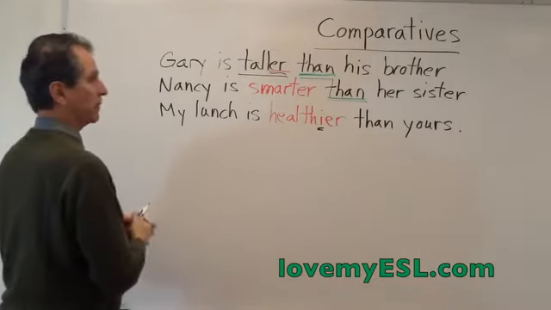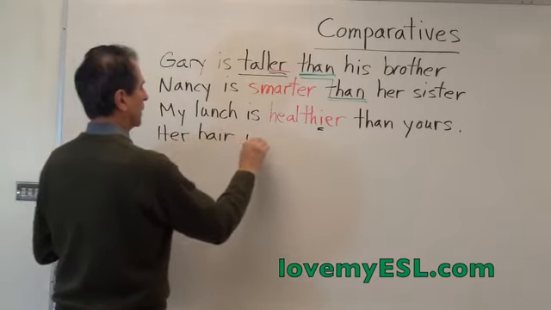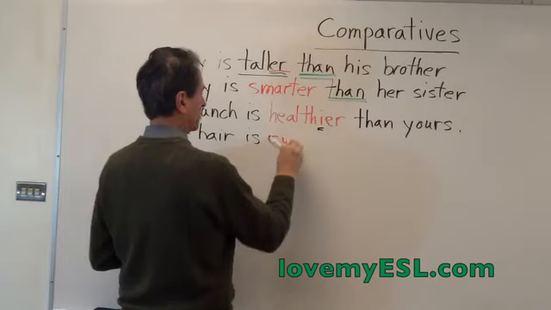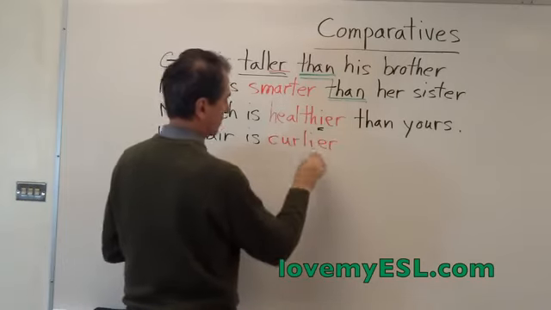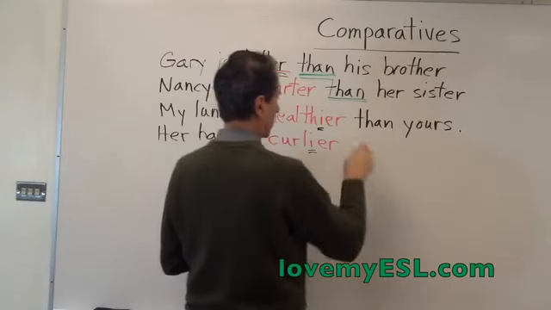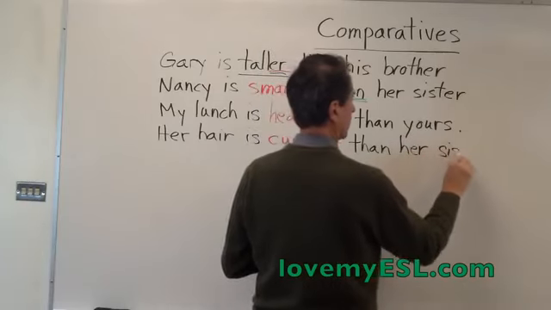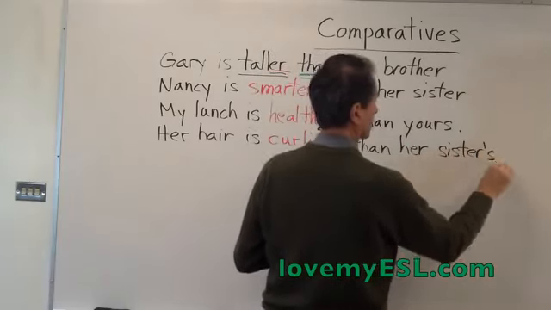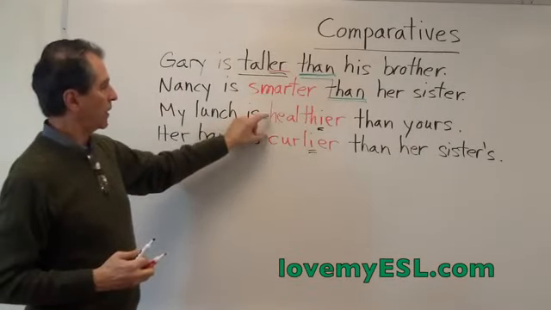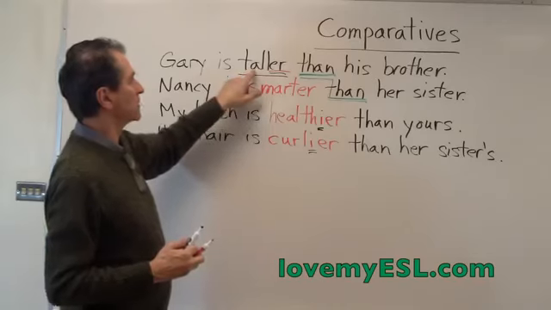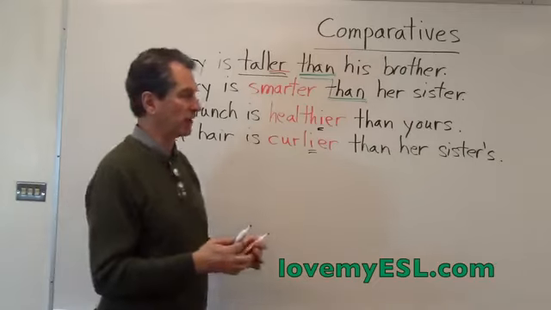Another example would be her hair is curlier, C-U-R-L-I-E-R. The Y changes to an I, and then you put the ER on the end. So make sure you change that Y to an I. Curlier than her sisters. So she's the one in the family with the curly hair. Okay? So this is what you do when you have an adjective that ends in a Y. You change it to an I-E-R. Other than that, one-syllable adjectives take an ER. Taller, smarter, I'm sure you can think of many more just like that.